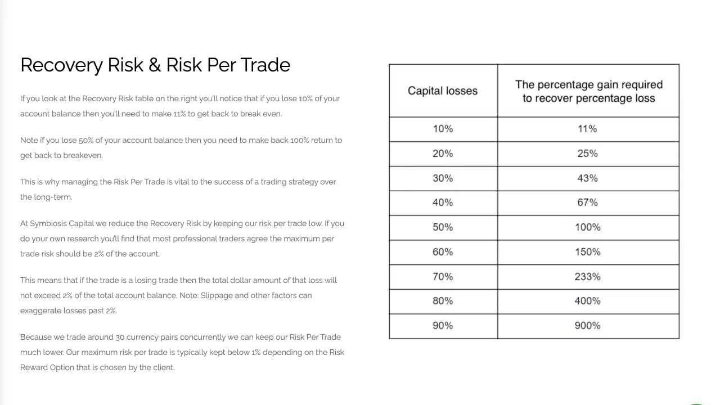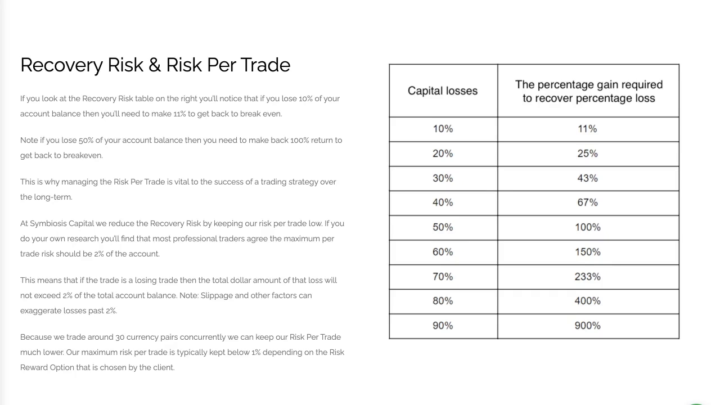One of the main reasons why many traders don't make it to be continually profitable is because they don't understand the recovery risk and the risk per trade. If you look at the table on the right, the first column is the loss that is incurred on an account, and the second column is the percentage gain that's required to get back to break even.